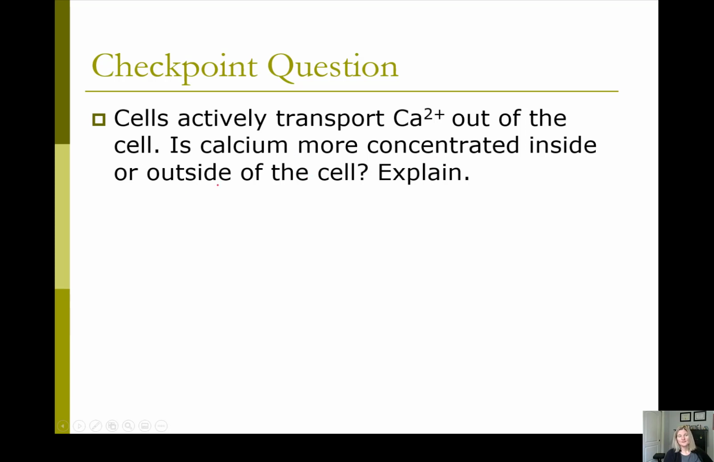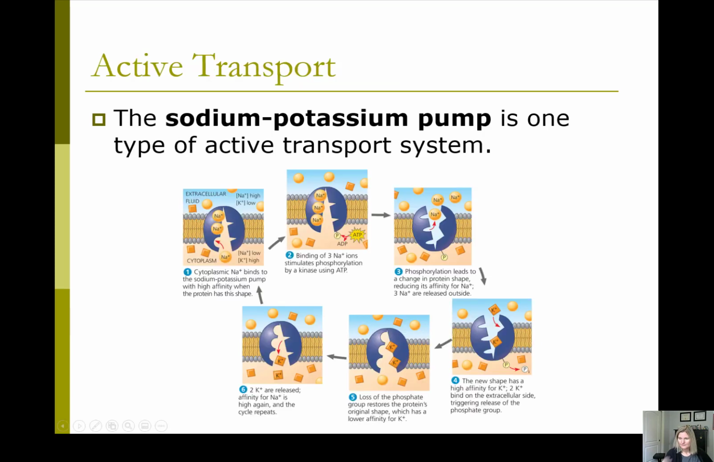So it's going to be more concentrated outside the cell, because we're pushing more outside of the cell against the concentration gradient. So there's more already outside than inside. Here's a famous example that always is used when we talk about active transport, and even the Amoeba Sisters video alluded to it, the sodium-potassium pump.